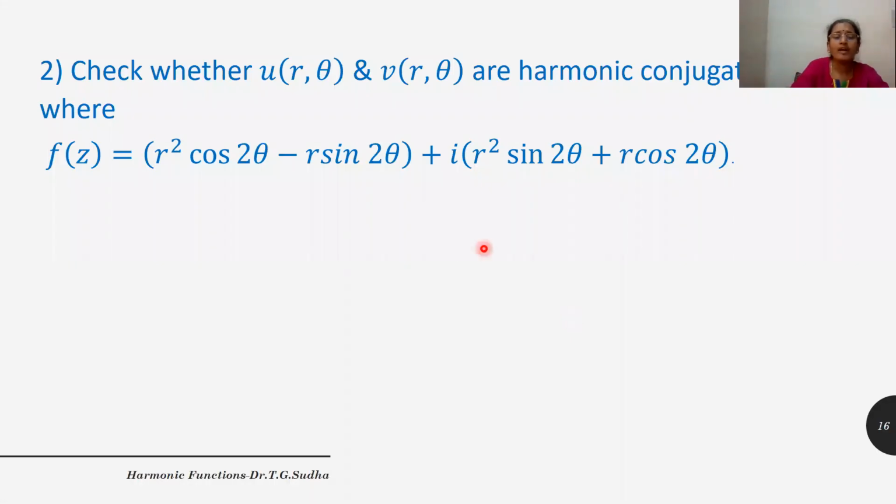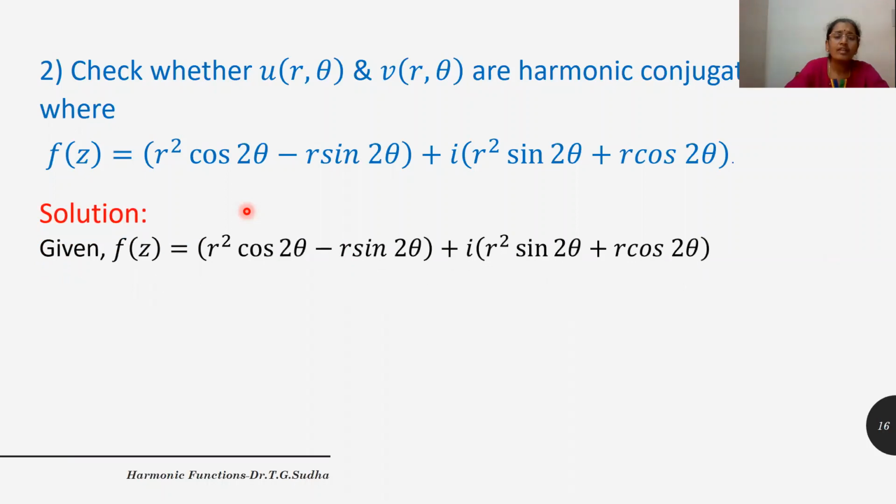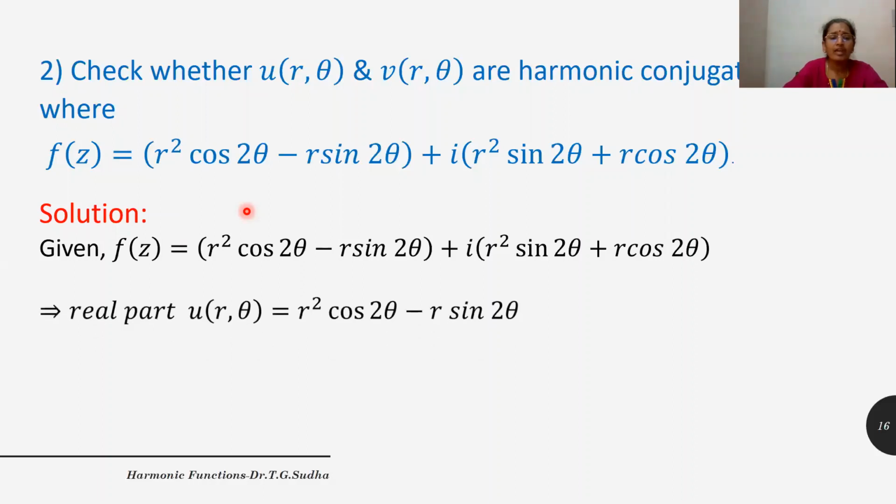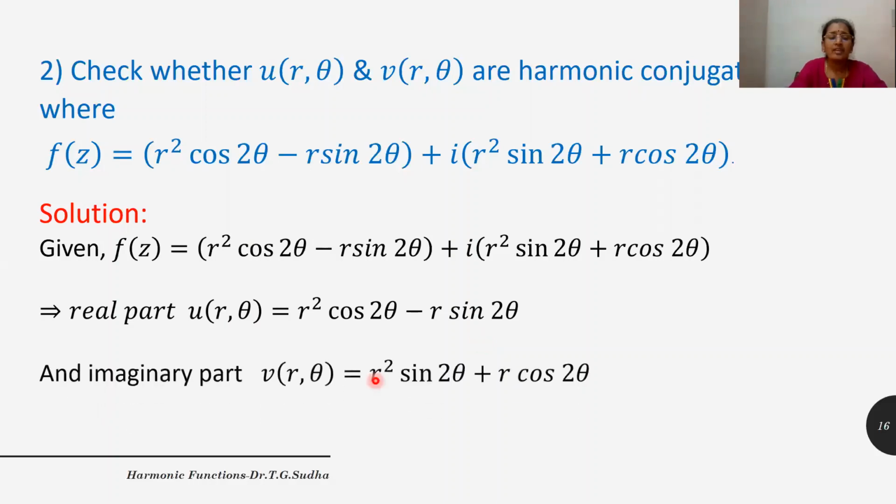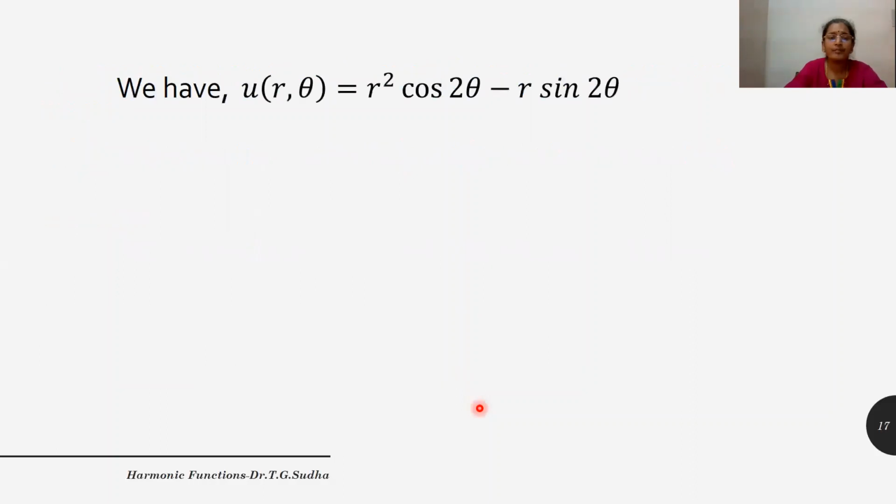Now let us see one more example wherein the given function is in the polar form. So we need to check whether the real and the imaginary parts of this f of z in polar form are harmonic, using the polar expression for the Laplacian. So real part u of r comma theta is r square cos 2 theta minus r sin 2 theta. Imaginary part v is r square sin 2 theta plus r cos 2 theta.